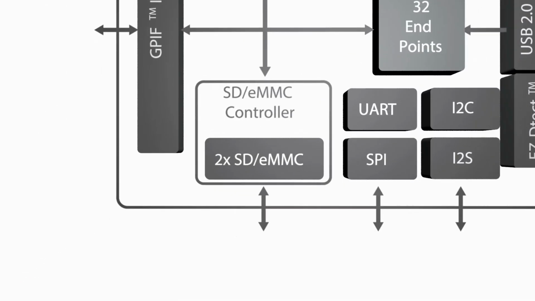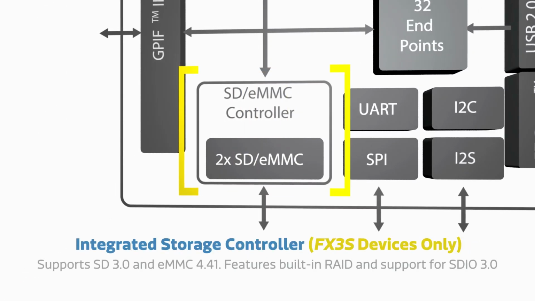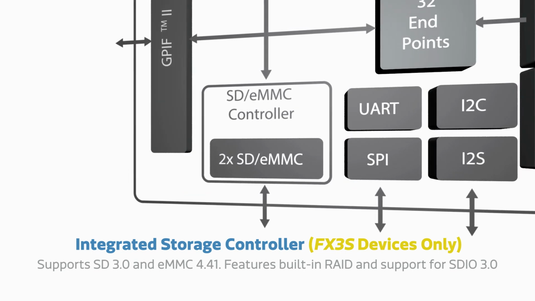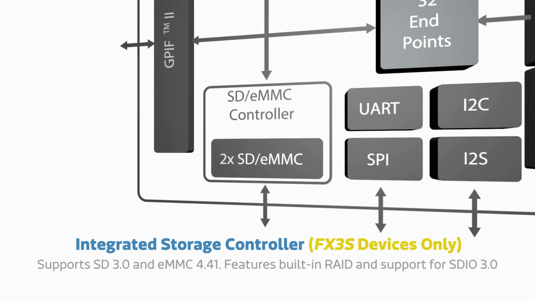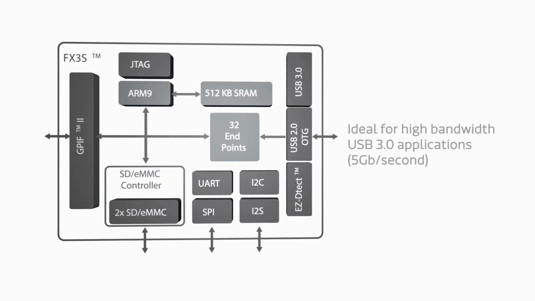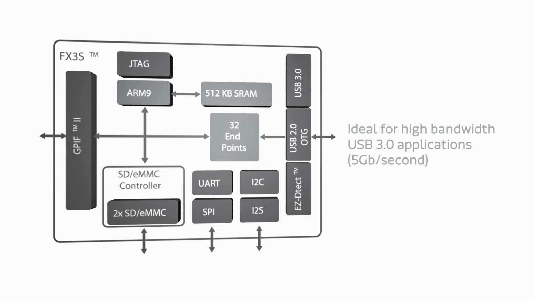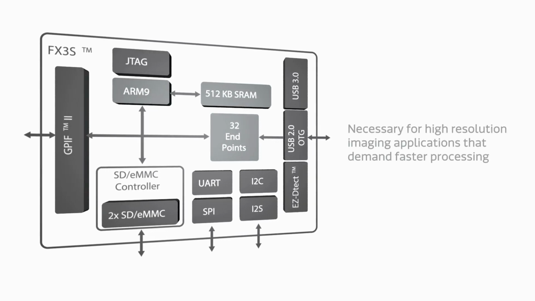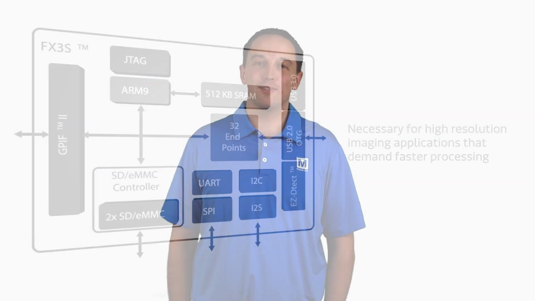The FX3S devices add an integrated storage controller supporting SD 3.0 and eMMC 4.41 with built-in RAID, as well as support for SDIO 3.0. These controllers are ideal for any application requiring the 5 gigabit per second bandwidth of USB 3.0, but especially for interfacing to imaging applications demanding faster processing of increasing image resolution.